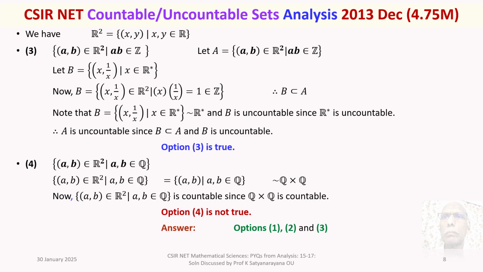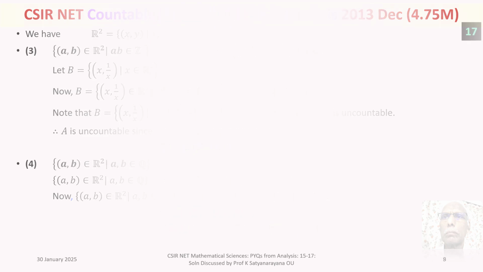Let's move to the last question in this video. The given question is from the 2018 December question paper. It's again from part C, carrying 4.75 marks, on countable and uncountable sets. All the 3 questions we have taken are based on concepts of countable and uncountable sets.